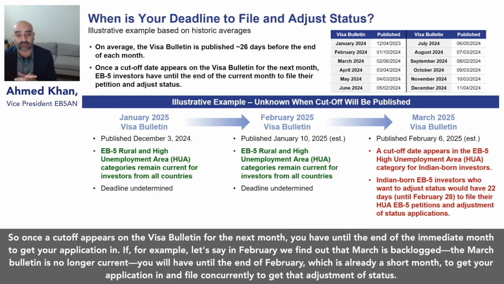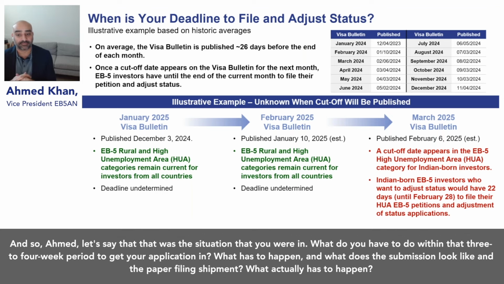So once a cutoff appears on the visa bulletin for the next month, you have until the end of the immediate month to get your application in. If, for example, let's say in February we find out that March is backlogged, the March bulletin is no longer current, you'll have until the end of February, which is already a short month, to get your application in and file concurrently to get that adjustment of status.